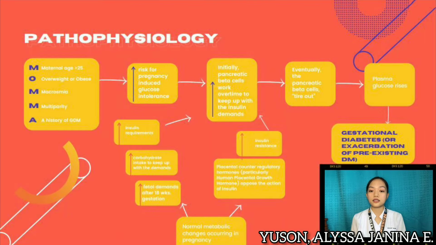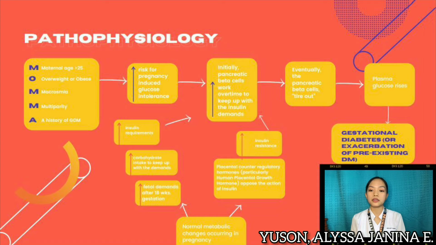Next, let us discuss the pathophysiology of GDM in a concise manner. Based on the diagram, some of the risk factors were stated. In here, we used mnemonics for better understanding and remembering. So for the risk factors, we have MAMA or MOMMA. This includes maternal age over 25, overweight or obese, macrosomia or previous large baby, multiple pregnancies or yung maraming beses nang nanganak, and lastly, a history of GDM. These factors greatly increase the risk of pregnancy-induced glucose intolerance.